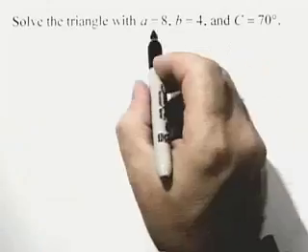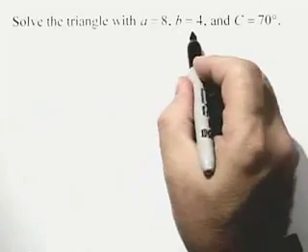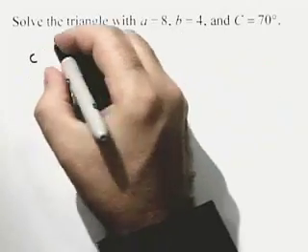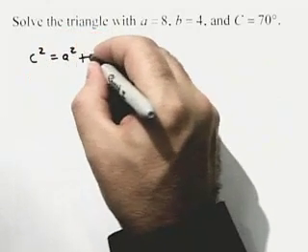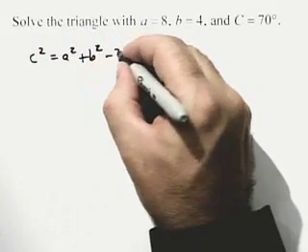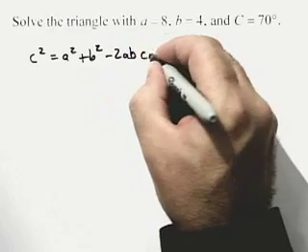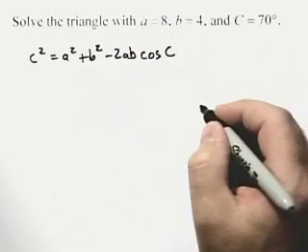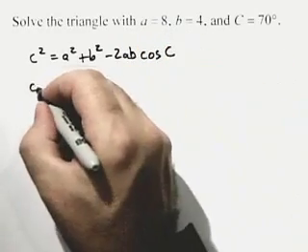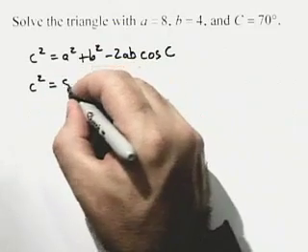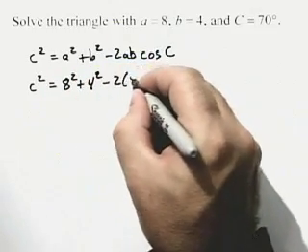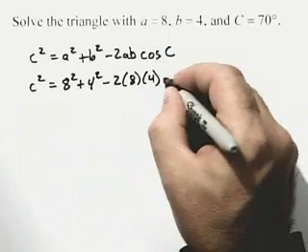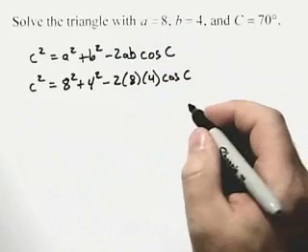We're going to start by finding the length of the third side, C, by using the law of cosines. We'll have C squared equals A squared plus B squared minus 2AB times the cosine of angle C. This gives us C squared is equal to 8 squared plus 4 squared minus 2 times 8 times 4 times the cosine of angle C.